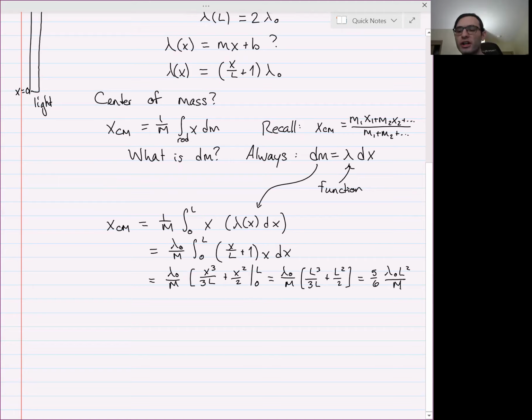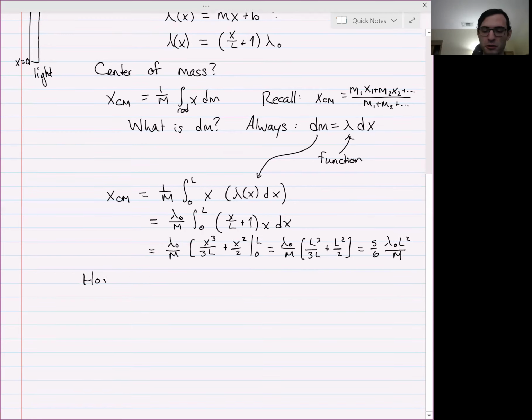All right, so far, this isn't quite a useful answer because we still don't know what lambda naught is. So how do we get rid of that? Because this should be a position. It should be like some number times L. In the past, for the uniform rod, it was L over 2. We need to figure out what lambda naught is.